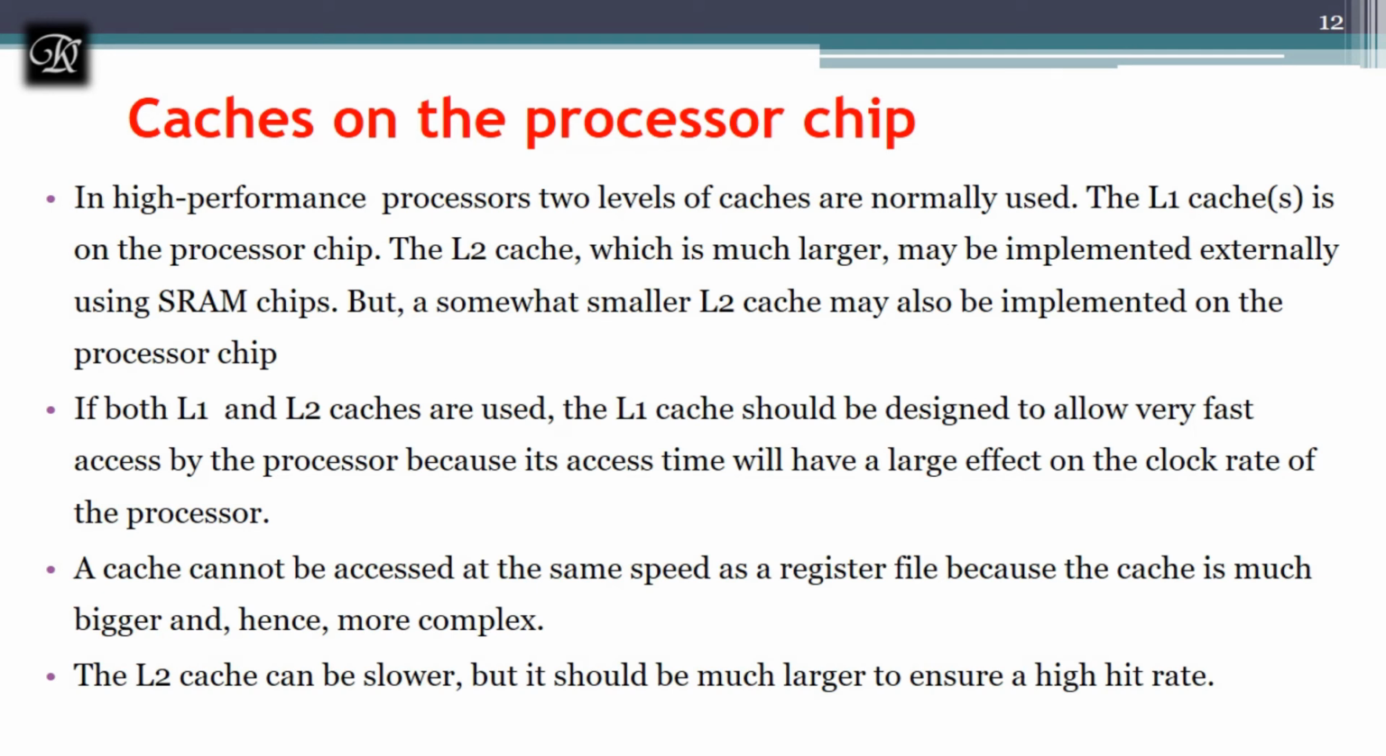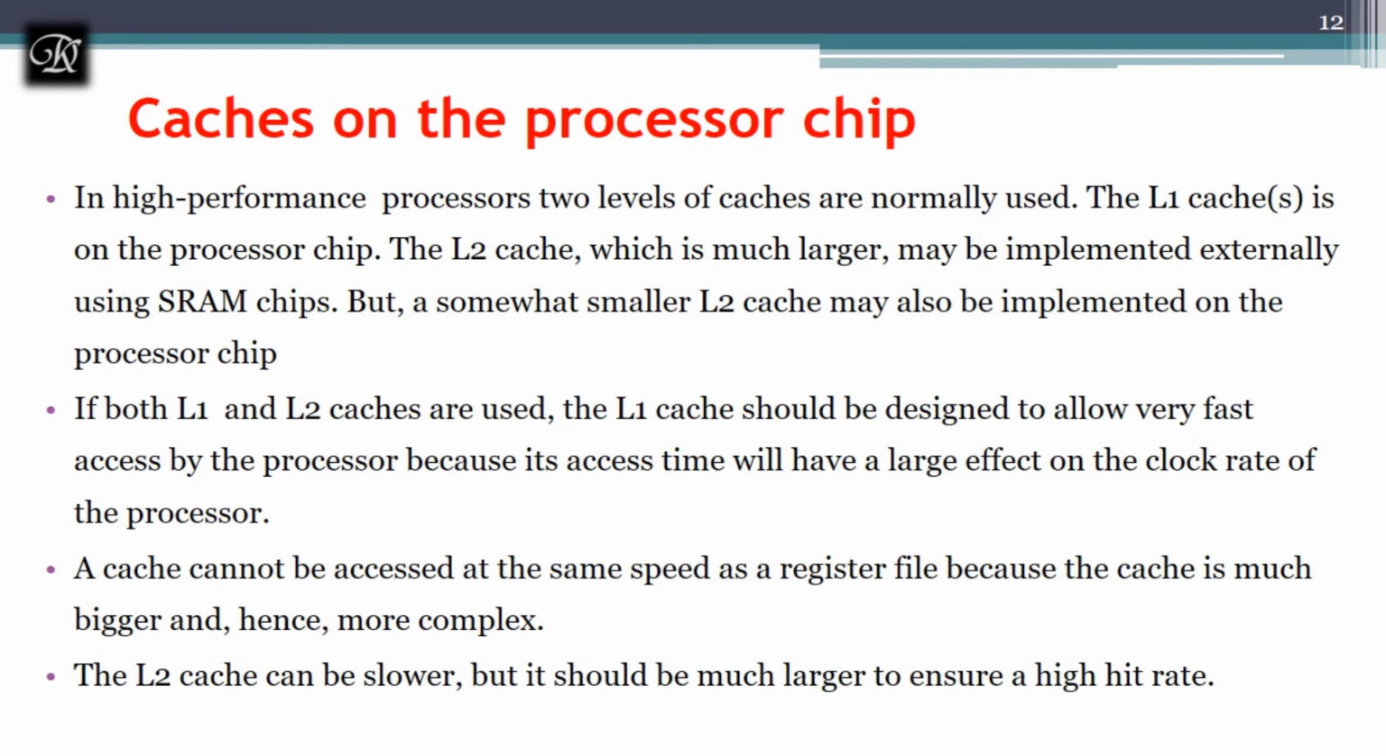Next we'll see cache on the processor chip. So let's have a level 2 cache. In high performance processors, two levels of caches are normally used. Right now, in the market we have three levels of cache. The L1 cache is on the processor chip, and the L2 cache, which is much larger, is implemented externally using SRAM outside the processor, but somewhat smaller in speed. The L2 cache may also be implemented on the processor chip.